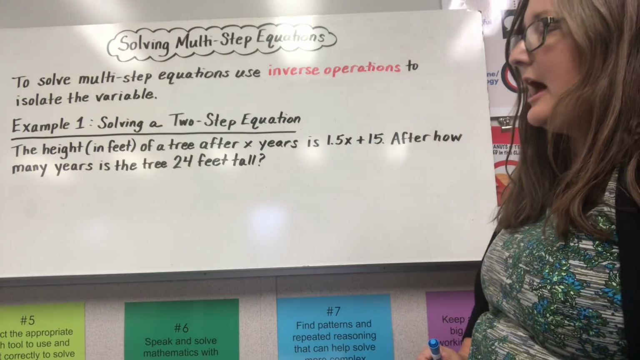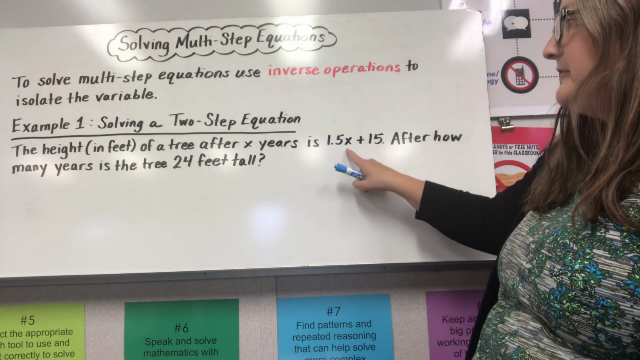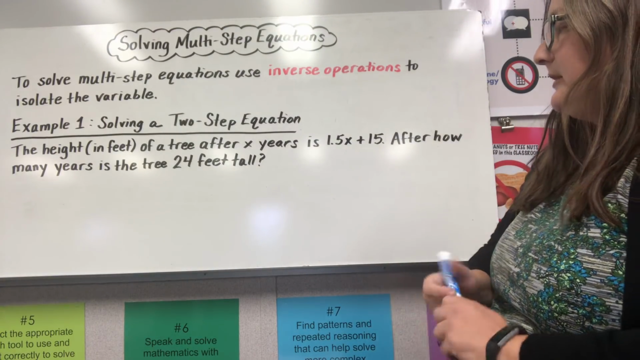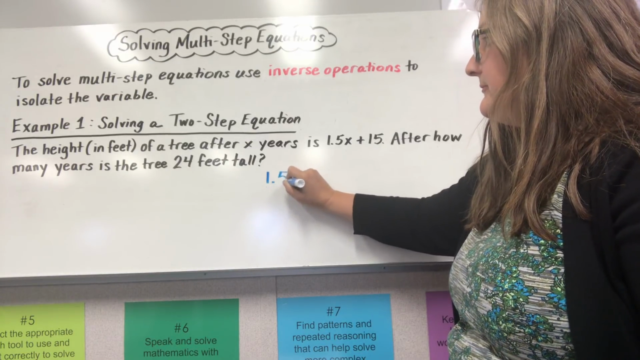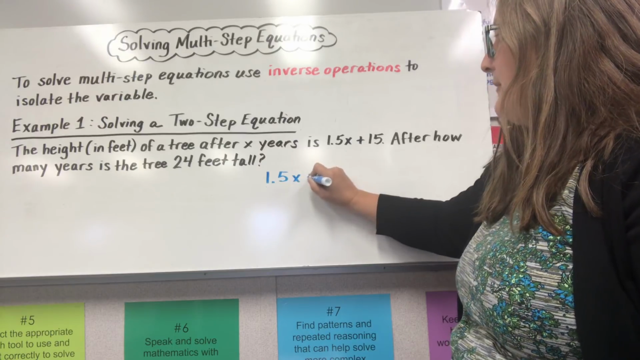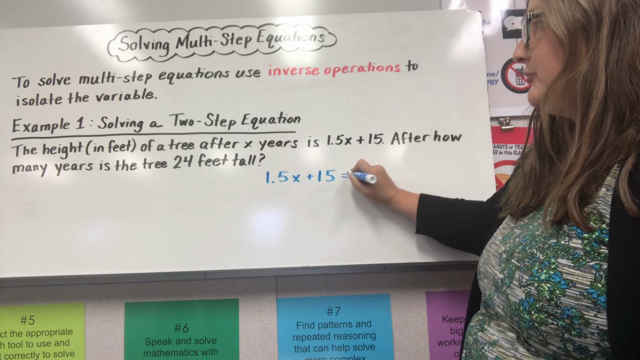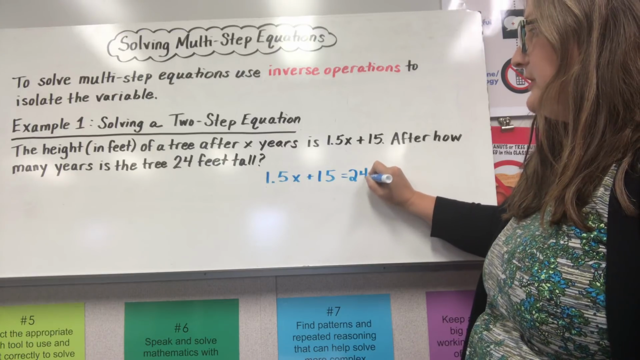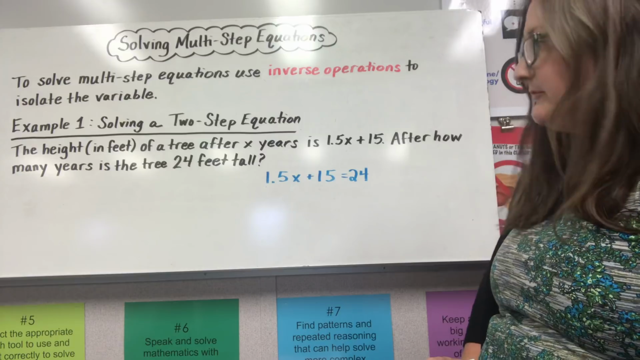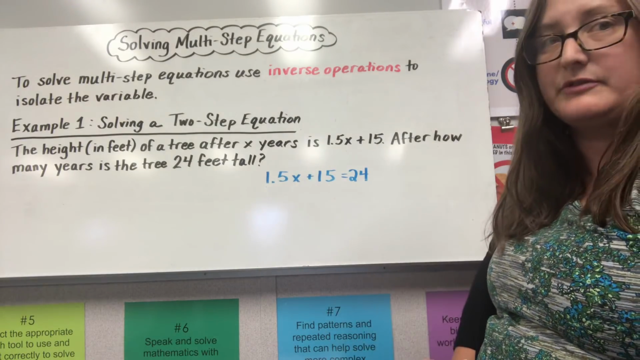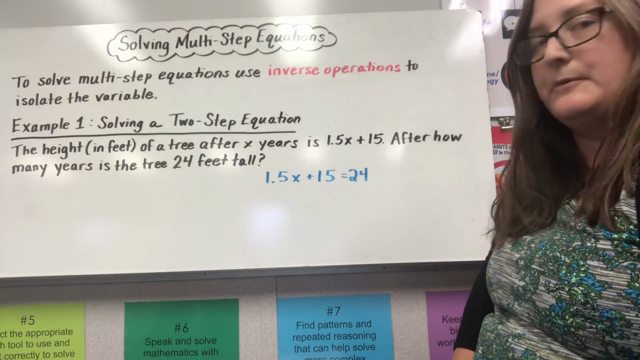Here it says the height in feet of a tree after x years is 1.5x plus 15. So in this case, x stands for the years. And we want to know after how many years will the tree be 24 feet tall? So 24 feet here is our answer. And we're working backwards to find the number of years, the value of x. So we want to isolate that variable.